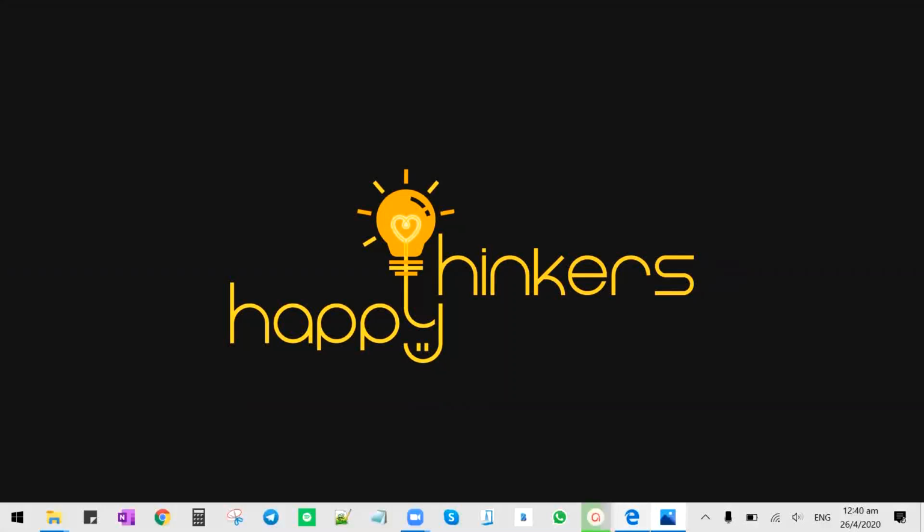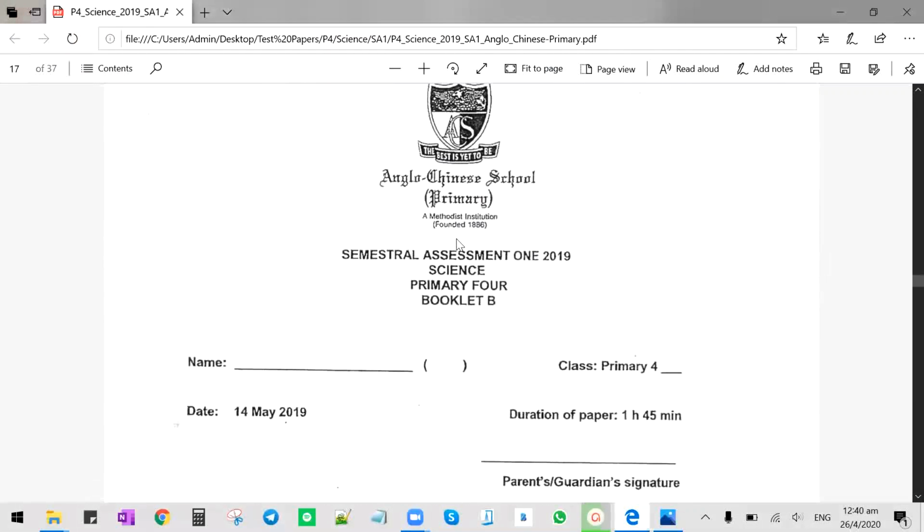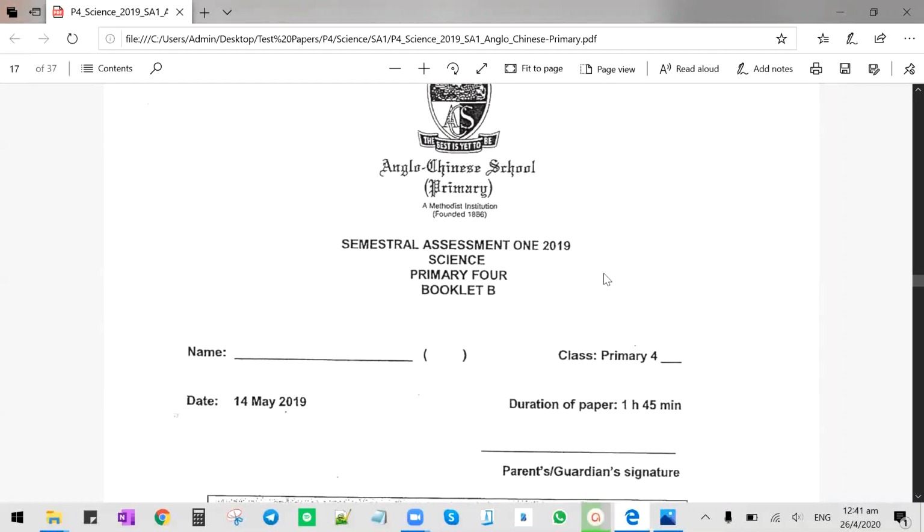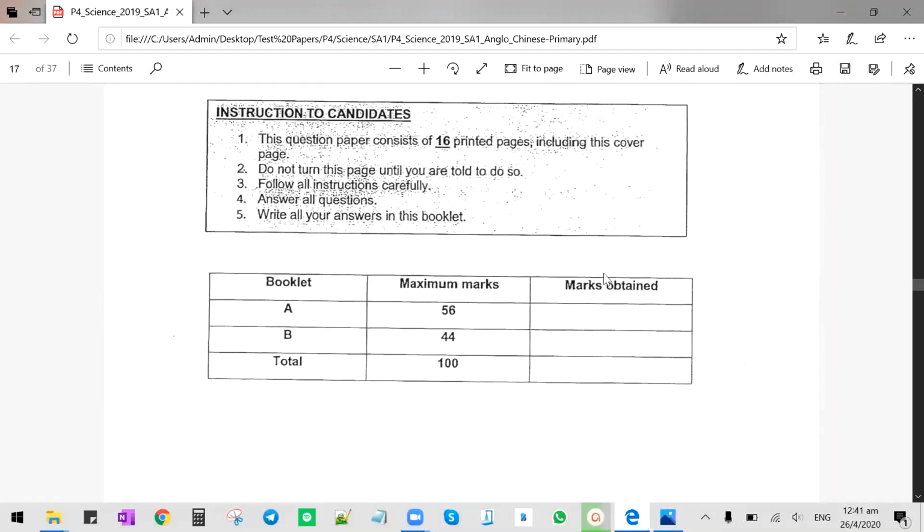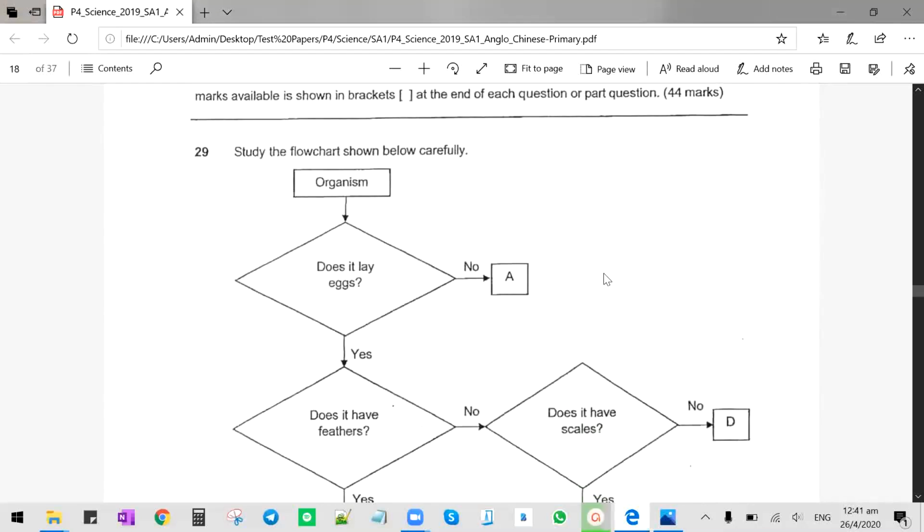So let's go back to a science paper by Anglo-Chinese School. It's the Semestral Assessment 1 2019 paper for Primary 4 Science. This will be mainly on Booklet B, which will be split into a few parts. Without further ado, let's look at it.